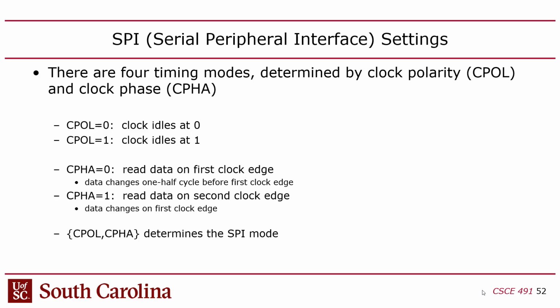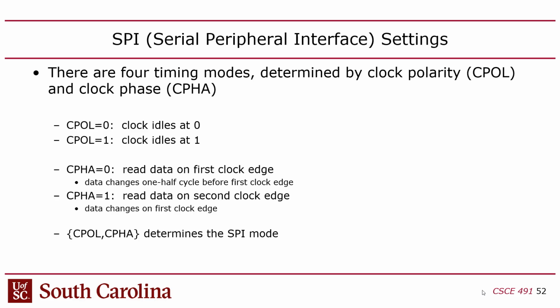Okay, so bear with me here a second. If CPHA is 0, it means that I, as a receiver, am going to sample the data sent to me on the first edge of the clock. If CPHA is 1, I'm going to sample it on the second edge of the clock. And when I say first and second, I mean during a transaction. During an exchange. Right?